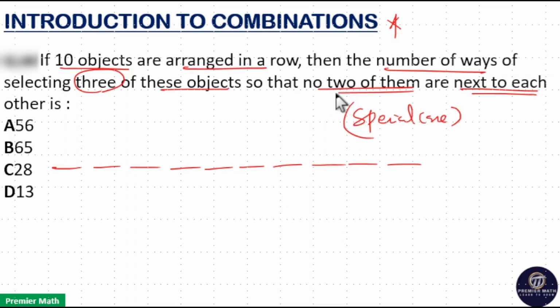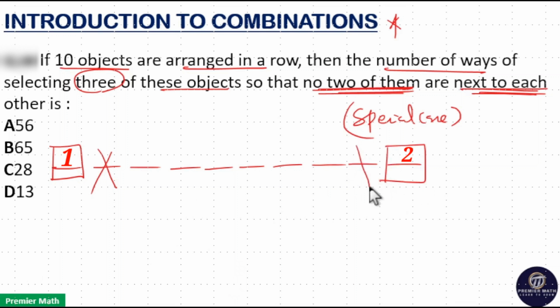But here, there is a condition. That is, no 2 of them are next to each other. That is, you cannot choose objects which are nearer. You cannot choose 3 objects which are nearer. This is not possible. So, there must be one object between your selections. That is, if you are choosing the first one, you cannot choose the second one. You can choose any of the other objects. And if you are choosing the last one, you cannot choose the object nearer to it. So, 2 selections are disabled. Now, the third one you can choose from the remaining.